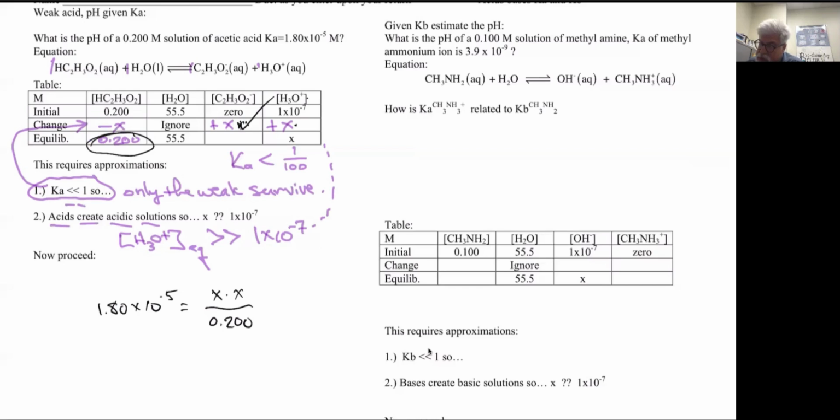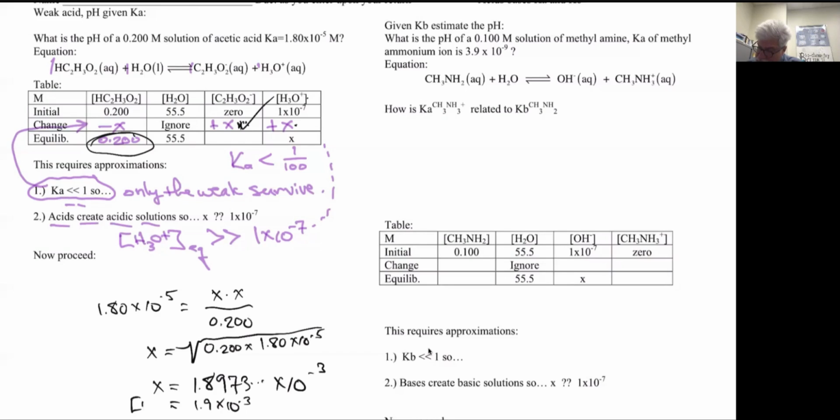And my simplifying approximation is that I have a weak acid, and therefore the change in the concentration of that acid is insignificant, and we can justify that later. This means that X is equal to the square root of 0.2 times 1.8 times 10 to the minus 5. This gives me an X of 1.9 times 10 to the minus 3.